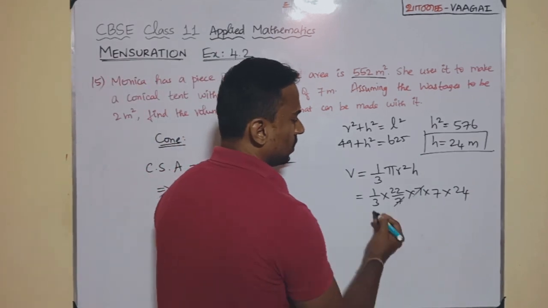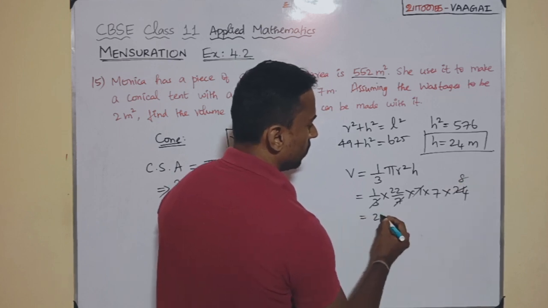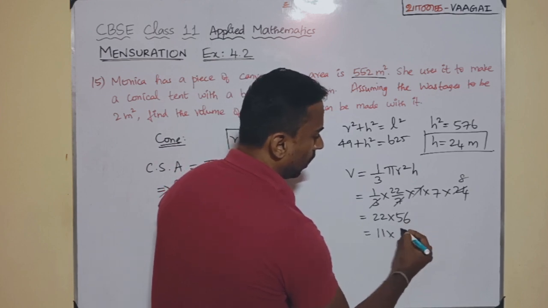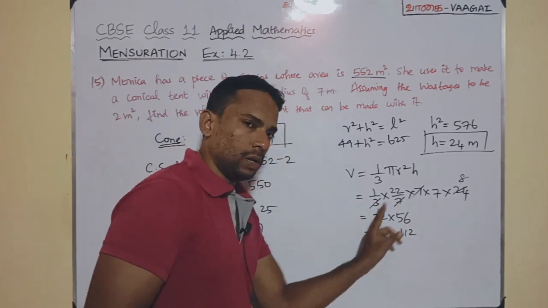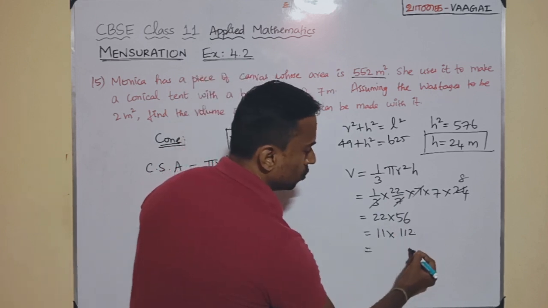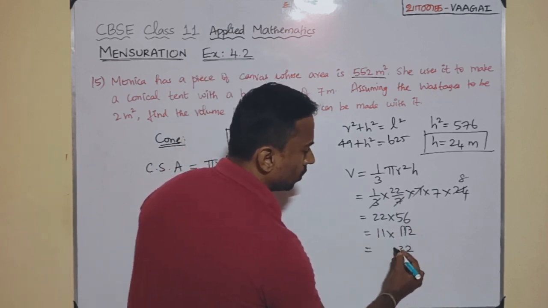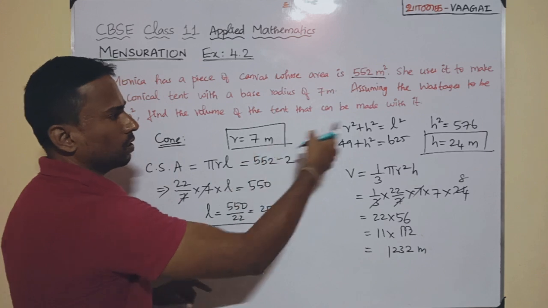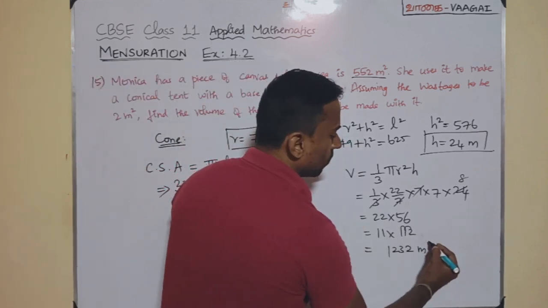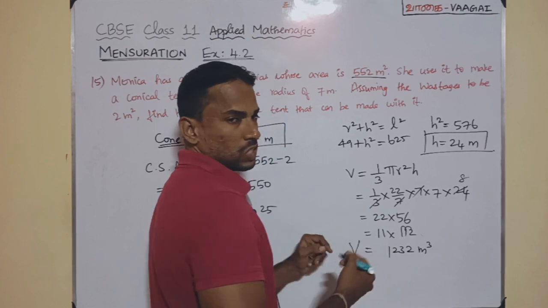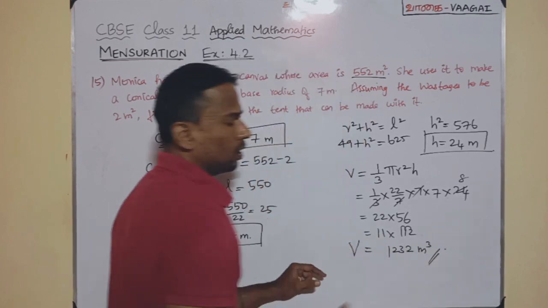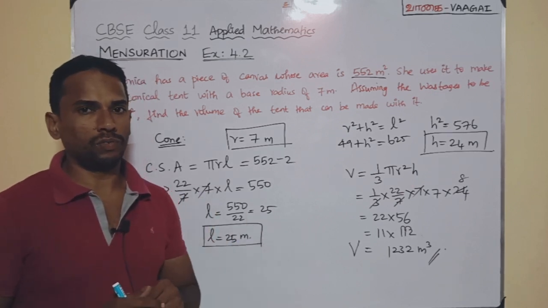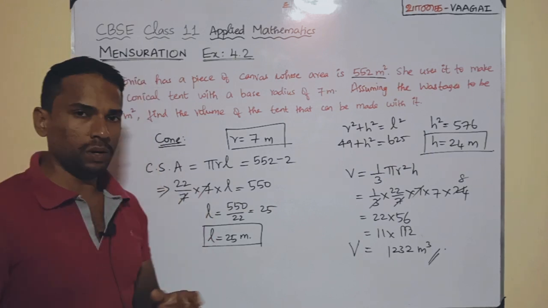Now I can quickly cut this 7 and 7, this 3 and 24, 8 times. So I will be having 22 into 7 8s are 56. So this will be nothing but 11 into 112, because I am taking a 2 and multiplying here. Now I can easily multiply this: 2 plus 1, 3, 1 plus 1, 2 and finally 1. So 1232 meter, because all the units are measured in meters. So the volume I will be getting will be in terms of meter cube. So the volume of the cone which is made is 1232 meter cube, and that's going to be the answer for your question number 15.